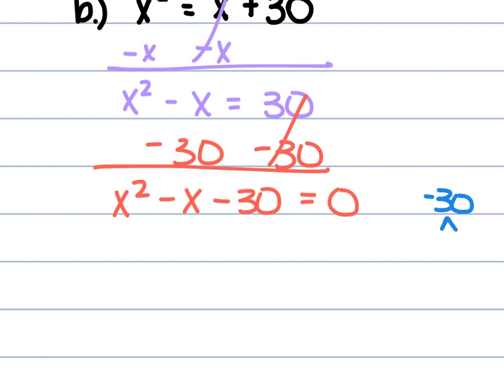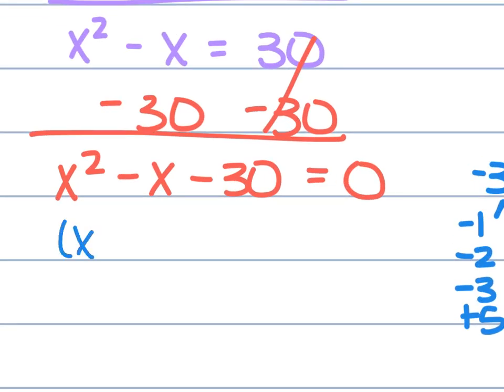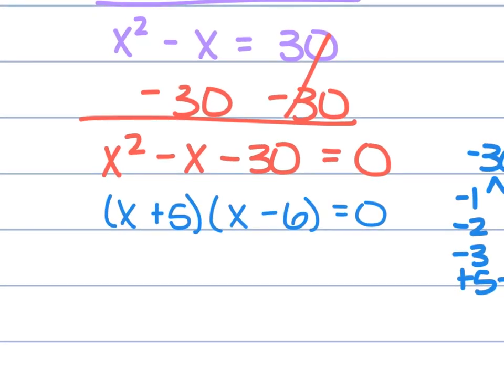So now find the factors of negative 30 that equal the negative 1. Well, we have negative 1, 30, negative 2, 15, negative 3, 10, negative 5, 6. Well, negative 5 and 6, if the 5 was positive and the 6 was negative, that would give us the negative 1 that we're looking for. So we're going to have x plus 5 times x minus 6 is equal to 0. So now set each part equal to 0. So x plus 5 is equal to 0, and x minus 6 is equal to 0.